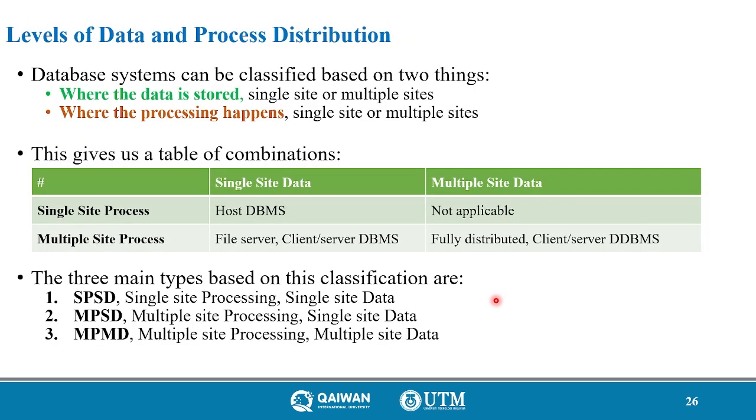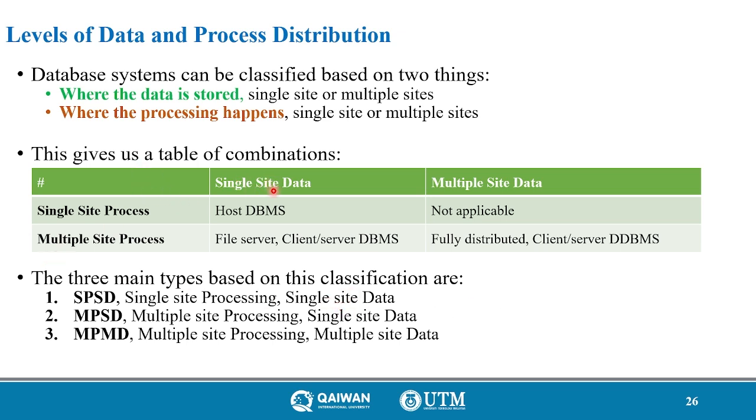Now, the level of data and process distribution. Database systems can be classified based on two things. First, where the data is stored. Second, where the processing happens, single site or multiple sites. Now, this gives us a table of combinations.